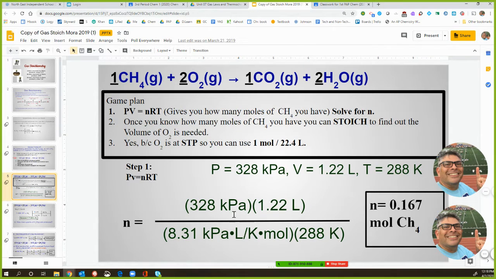Okay, so once you rearrange this equation to solve for n, you plug in your numbers and you check it out. The number of moles is 0.167 moles of methane. Now you have that.